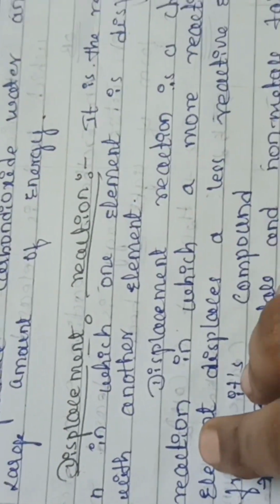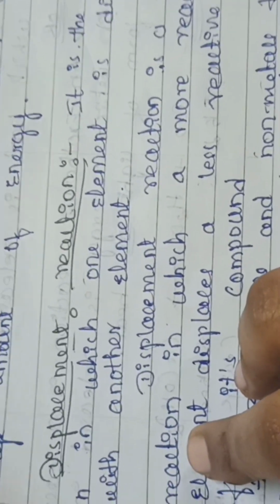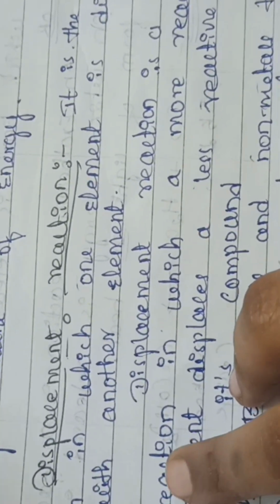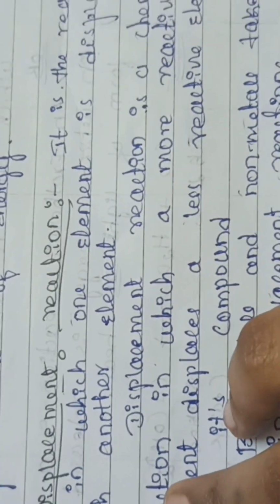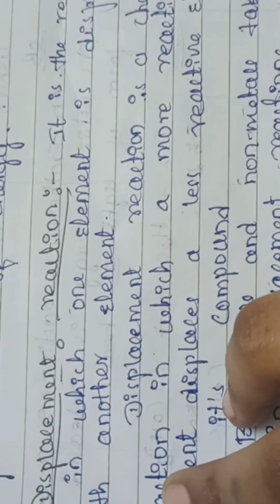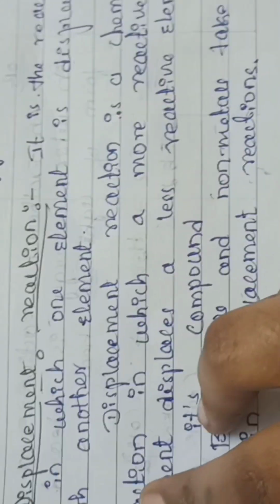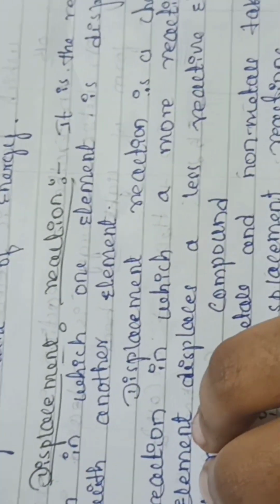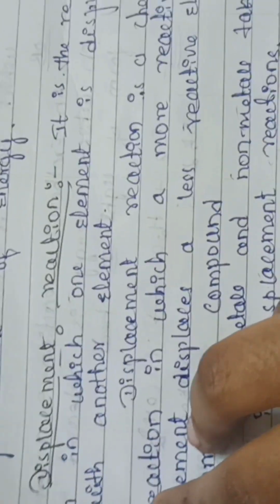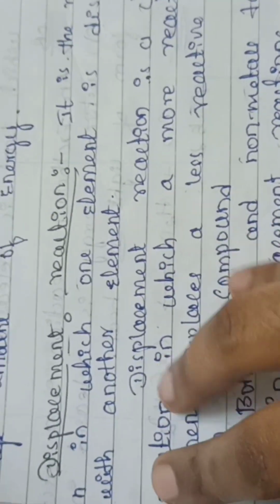So how does the more reactive element do this? For example, if two friends are fighting to sit in one particular place, which one is stronger? That one will fight with the other person and occupy his place. Which one is stronger? Which one is more reactive? He can occupy that place by fighting with his friend, isn't it? The similar thing will happen here in a displacement reaction.